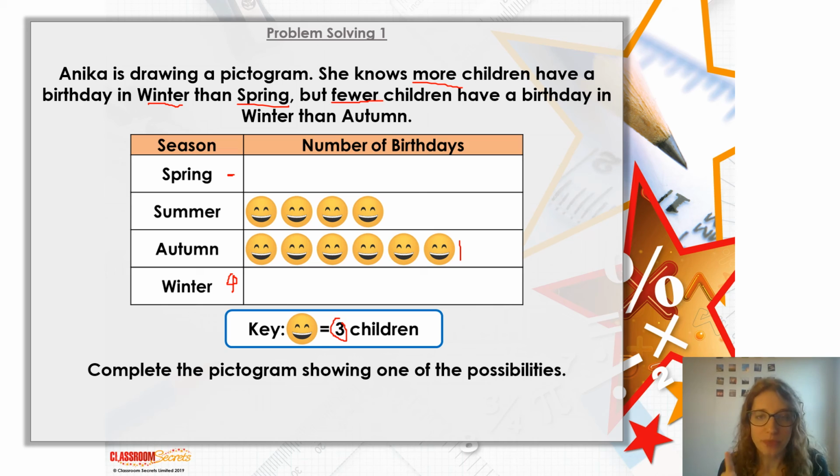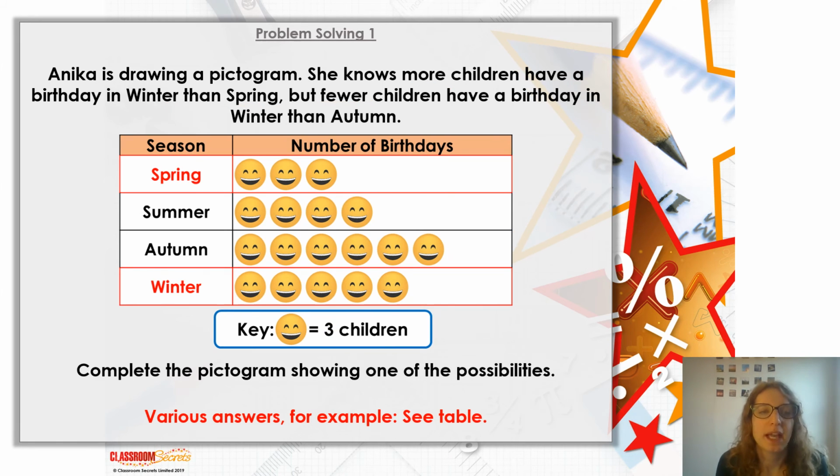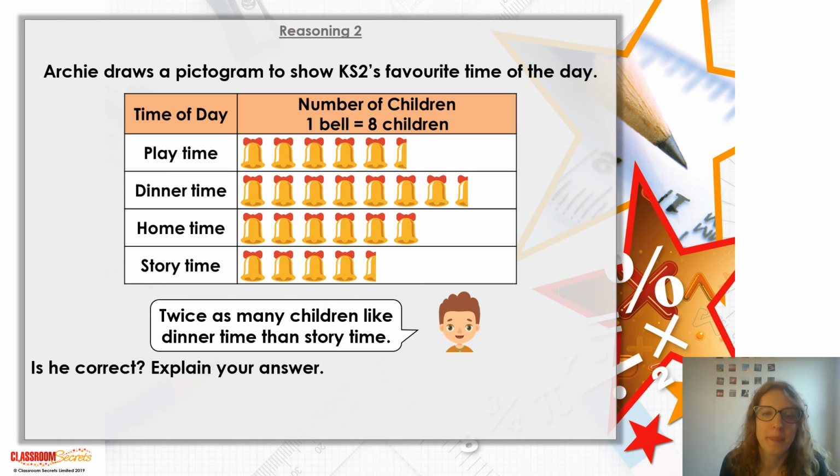Okay, I'm going to go to the next slide, and it's got an example on there. If yours is different, it doesn't mean it's wrong. I'm only going to show one possible answer at the moment, because otherwise we could be here a while. So this is how I chose to do it. There are various answers to this, so don't worry if yours is different, as long as you worked out that spring needs to be less than winter and winter needs to be less than autumn.